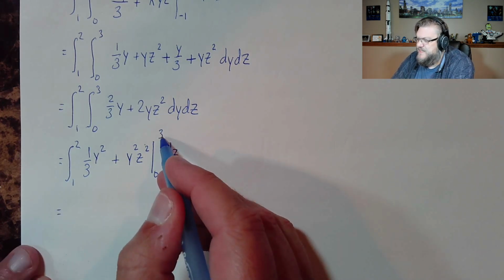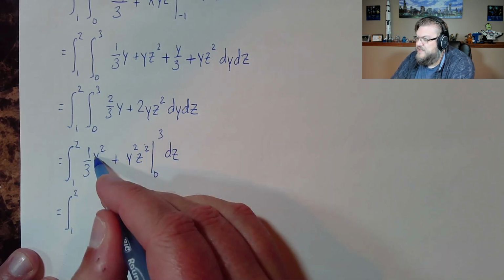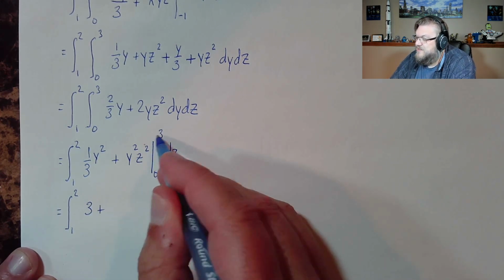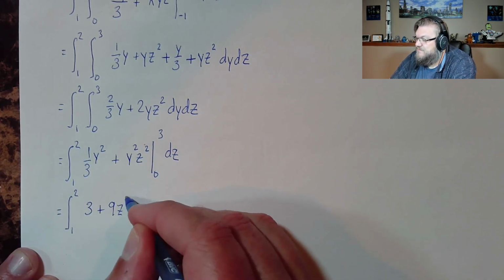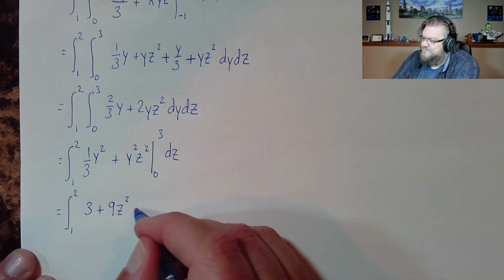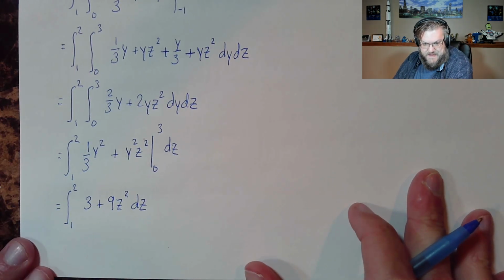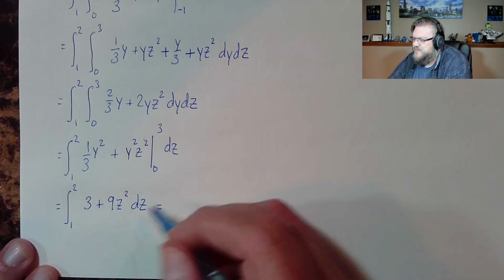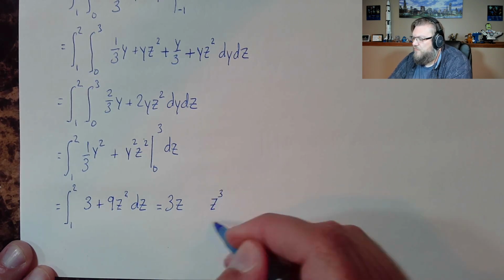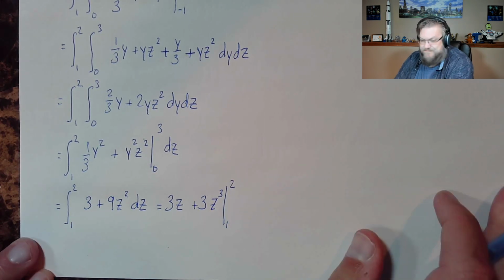All right. Go ahead and plug in 3 for y. So this is going to be the integral from 1 to 2. Plug in the 3, I get 9. 9 divided by 3 is 3, so that's going to be 3. Plus 3 squared, which is 9, z squared. Minus, plug in 0, plug in 0. So I'm down to that. And now one more integration, and we should be good. This is going to be 3z. This is z cubed over 3. So 9 divided by 3 is 3. Evaluated from 1 to 2.